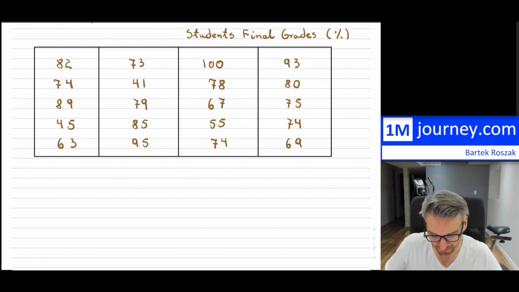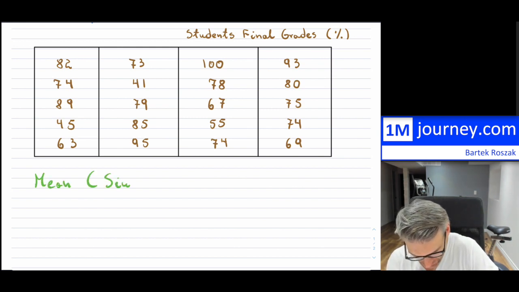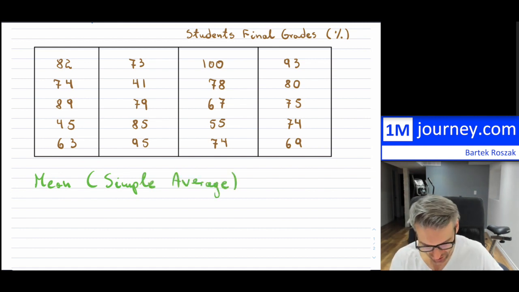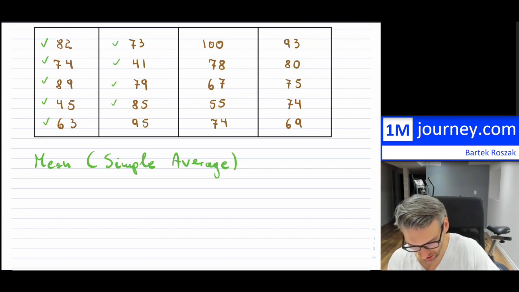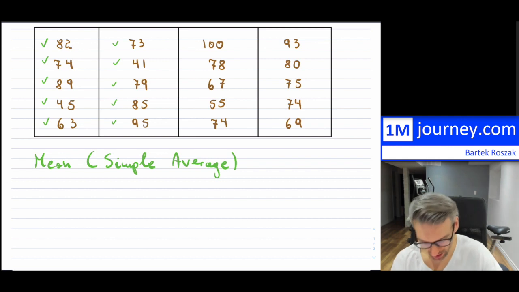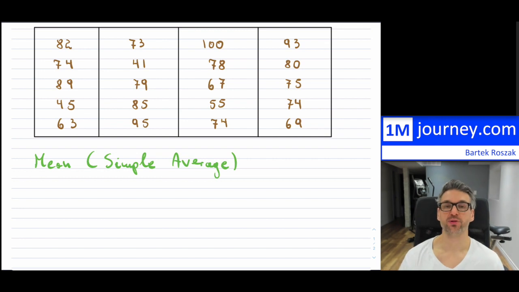So let's calculate our mean. Our mean is nothing else but a simple average. So how do we calculate a simple average in math? Well, a simple average is just the addition of all your data points. So I'm going to go here and add them up together, and you can do that for the rest. After you add all of them up, you simply divide by the total number of data points that you have. In this case, I have 20. You might have a different amount.